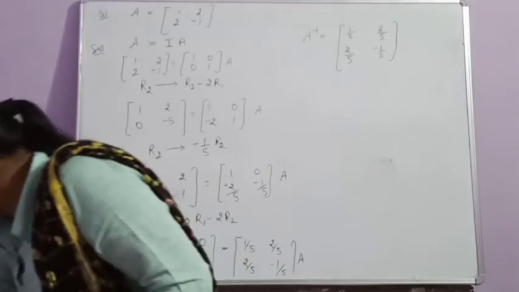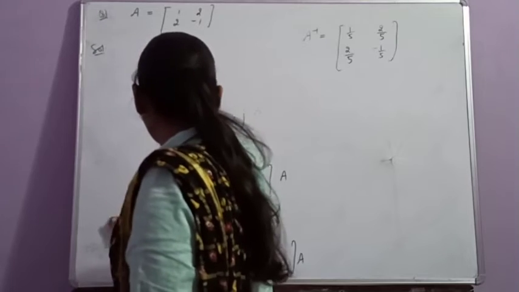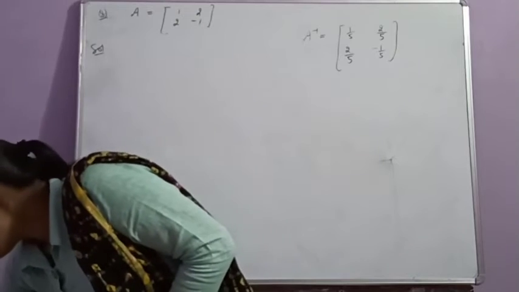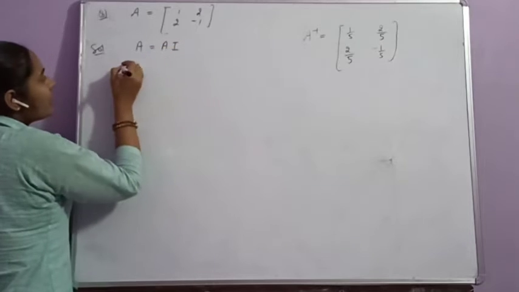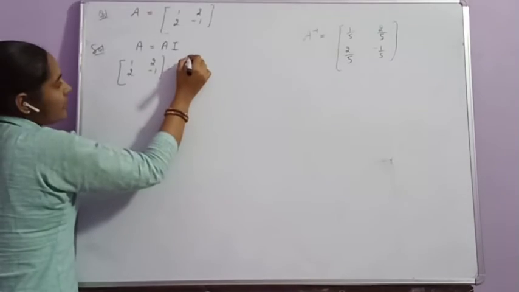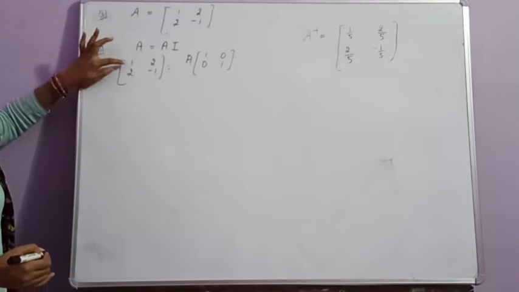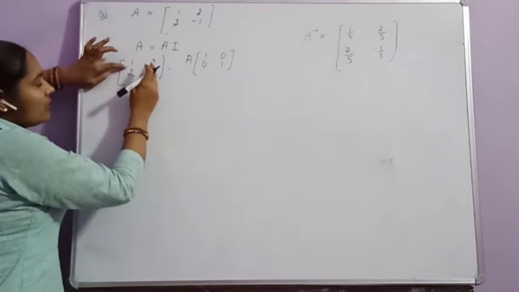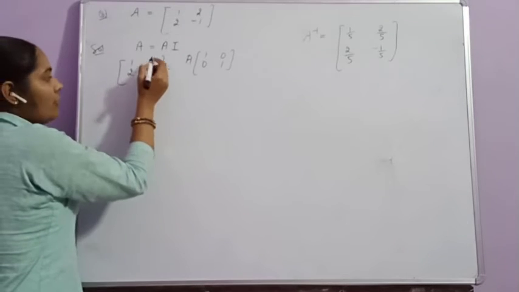Similarly, we can solve this by applying operations on columns. Then we compare it with A is equal to A into I: 1, 2, 2, minus 1 is equal to A into I, 1, 0, 0, 1. Here, firstly we have to form 1, 0. Then we are applying operations on columns. According to the column, we have to form 0 here.